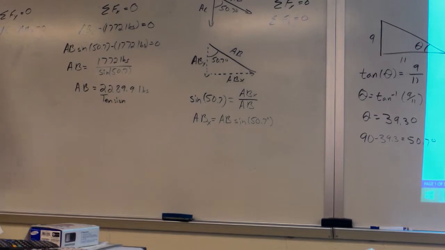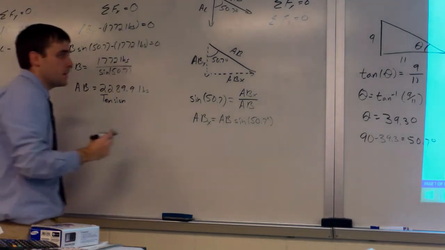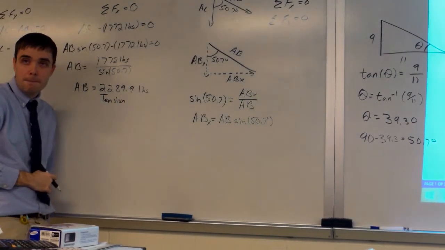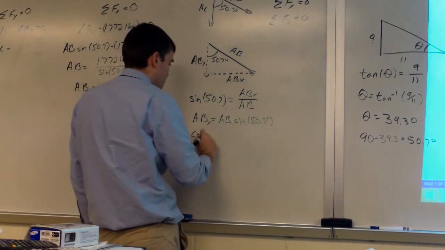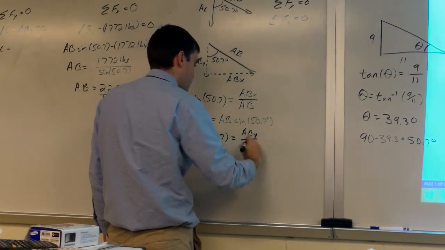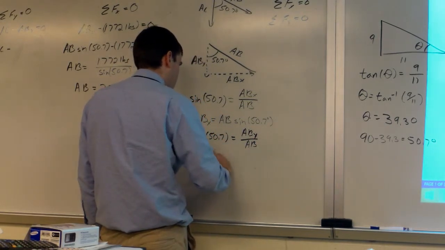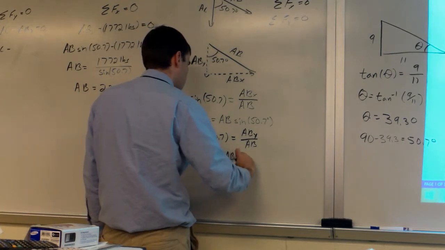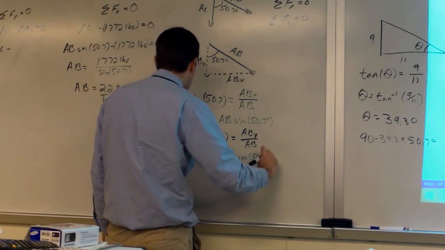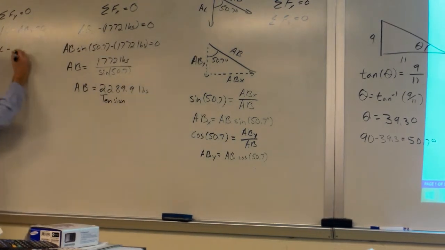Okay, so FAY is 1450. AC is what we're looking for. And ABY, let's get that in terms of AB. Is ABY going to be sine or cosine? Cosine. So we're going to say cosine of the angle equals ABY over AB, and we get ABY equals AB times cosine 50.7. Plug that in over here. So we get AB times cosine 50.7.